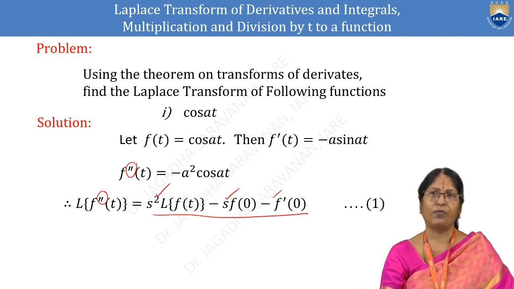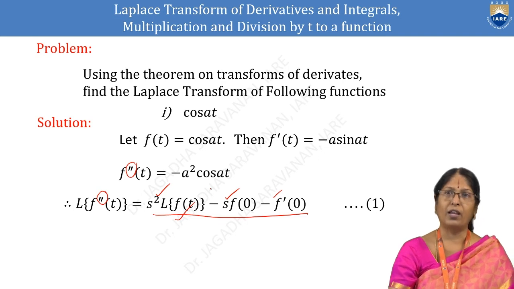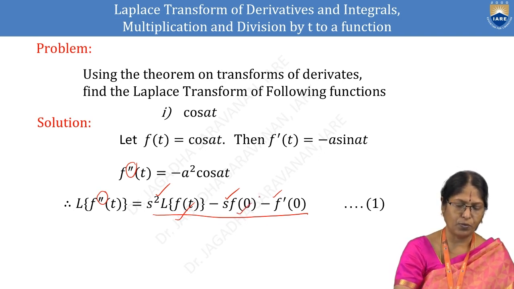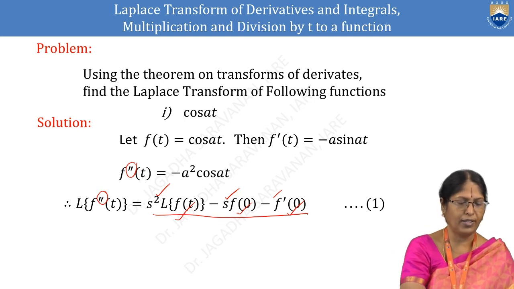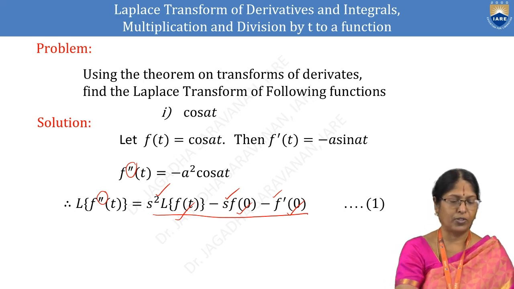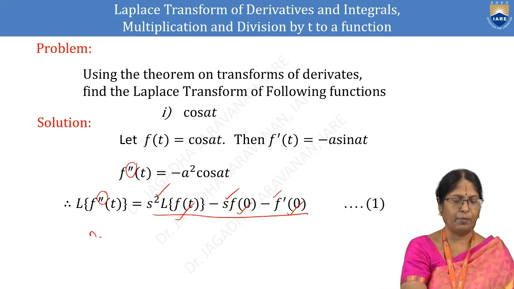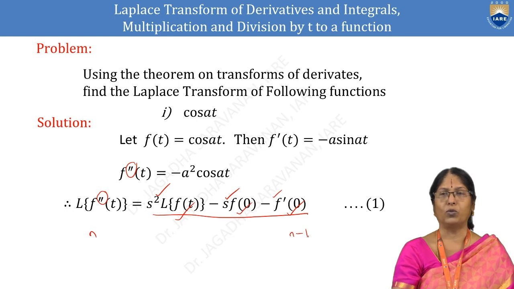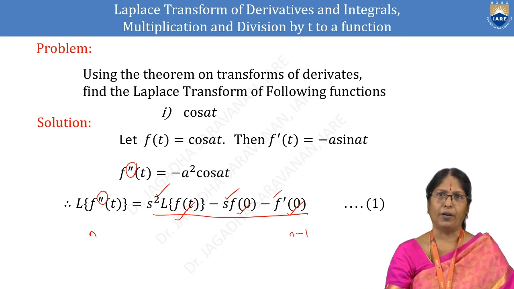After writing the formula, we can recheck it. The first one is L of f of t. The second one is f of 0, f dash of 0. If there are two derivatives here, the formula will end with the first derivative. Suppose here it is the 3rd derivative, then the formula will end with the 2nd. That is, here n means here n minus 1. That is the easy way of checking the formula.